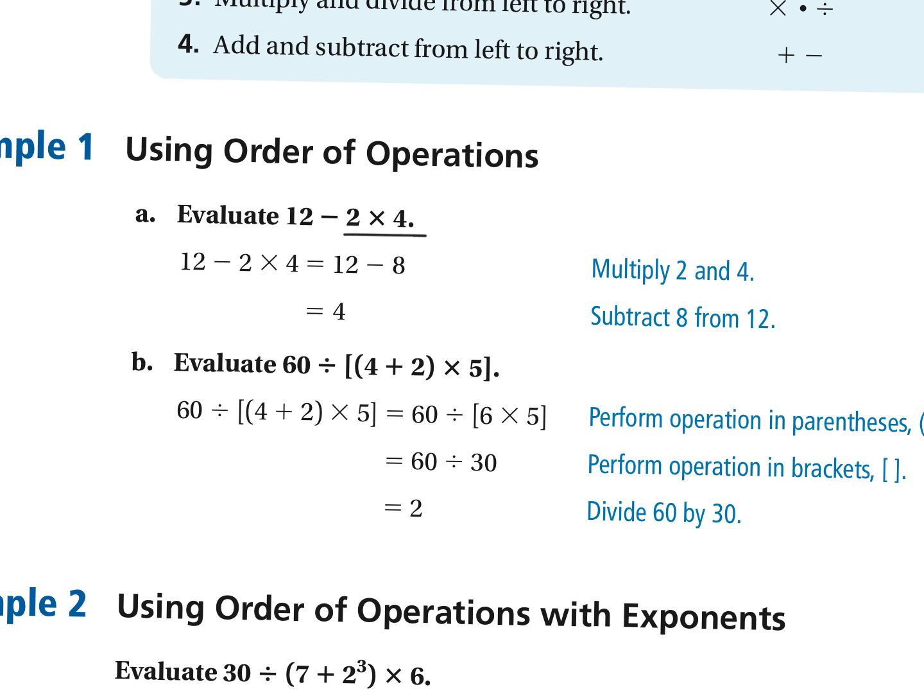Okay, so I'm going to do the innermost operation, which is right here in the parentheses. So I'm going to do 4 plus 2 first, which is 6. See how they're rewriting it? They brought the 60 down. They brought the divide down. They solved 4 plus 2, which is 6, and then times 5. Notice how it's still inside grouping symbols. So the next thing I have to do is 6 times 5, which is 30. And then I can do 60 divided by 30 to get 2. Y'all see how that works?